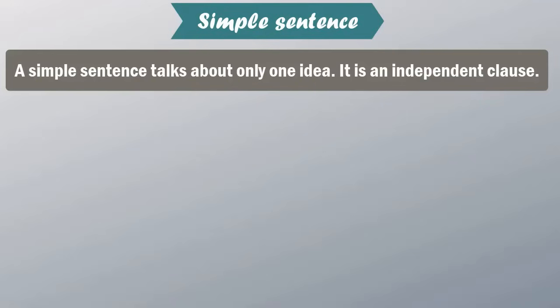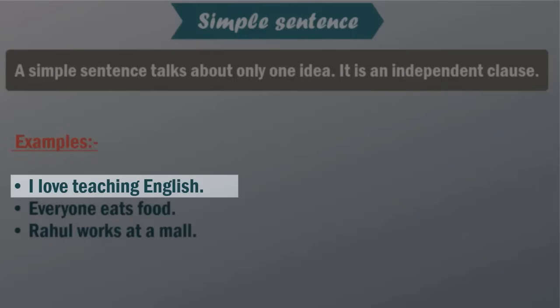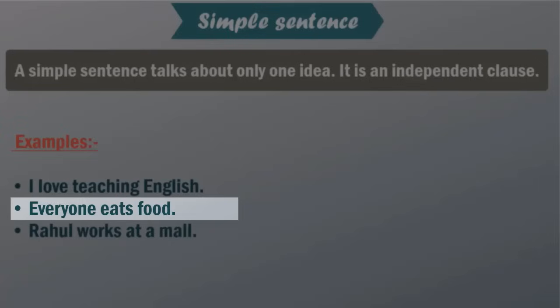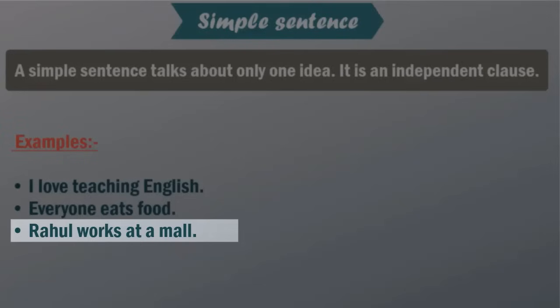Examples. I love teaching English. I is the subject, love is the verb, teaching English is the object. I love what? Teaching English. Everyone eats food. Everyone is the subject, eats is the verb, food is the object. Complete sentence, independent clause, simple sentence. Rahul works at a mall. Rahul is the subject, works is the verb, at a mall is a prepositional phrase talking about where he works.